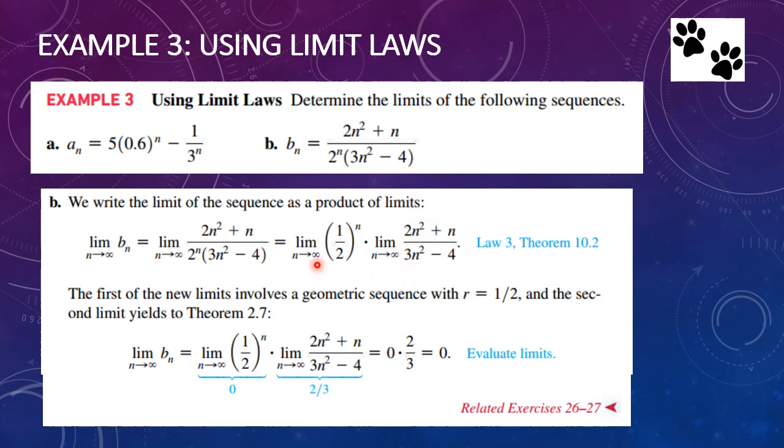So we finally have a limit of 0 times 2/3, which equals 0, of course. So even this limit converges to 0 because of the product factor, because of this factor of 2 to the power of n.